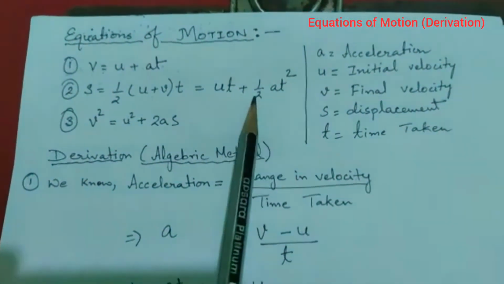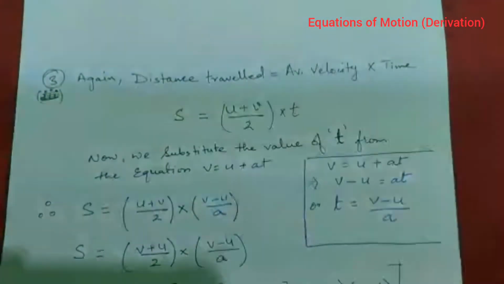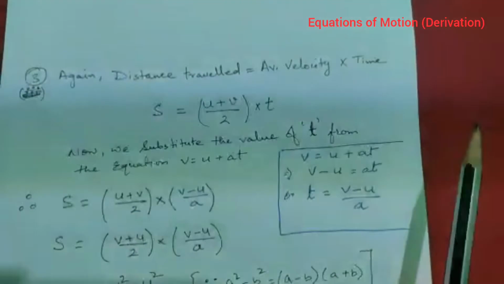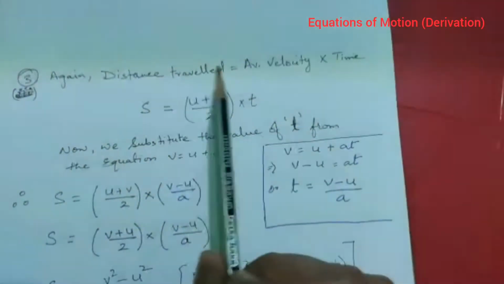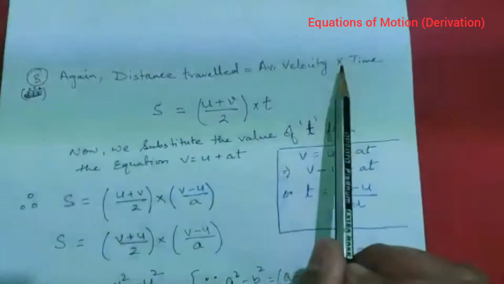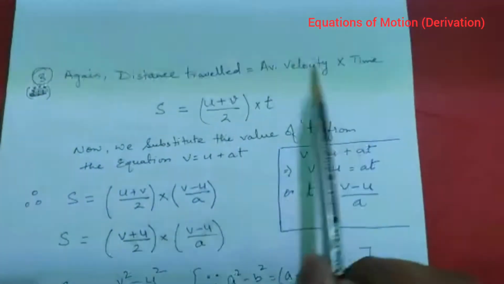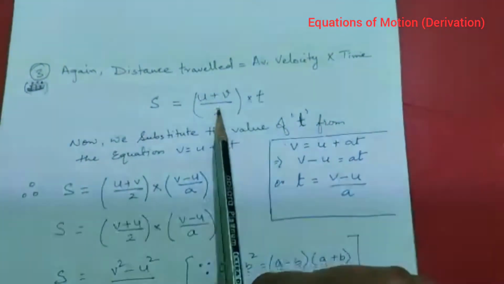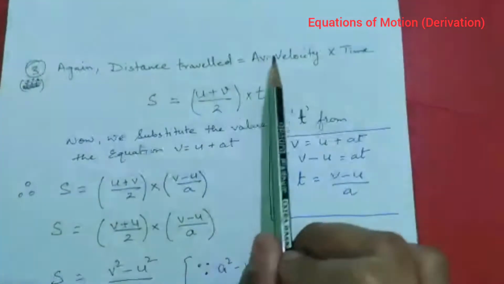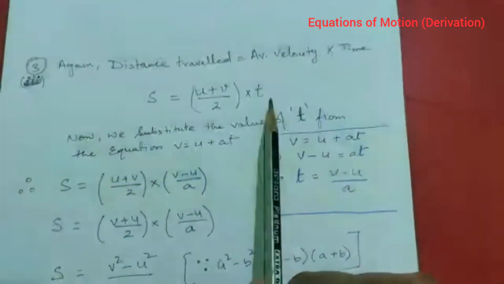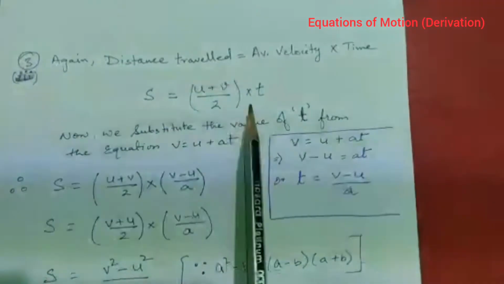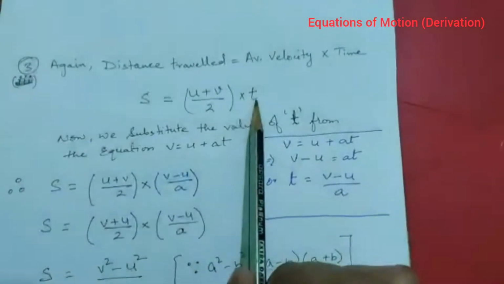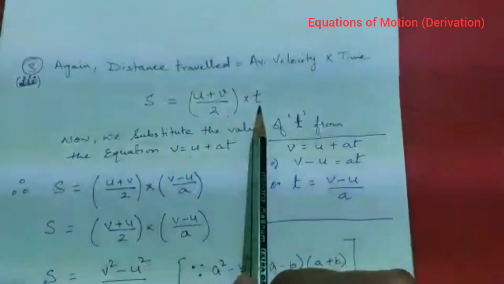Now to derive the third equation algebraically, we again use the same formula: distance travelled is equal to average velocity multiplied by time. So we know that this will be written as s is equal to (u plus v) upon 2, that is the formula for average velocity, multiplied by time. Now in the previous equation we had substituted the value of v. In this case we are going to substitute the value of t from the first equation.